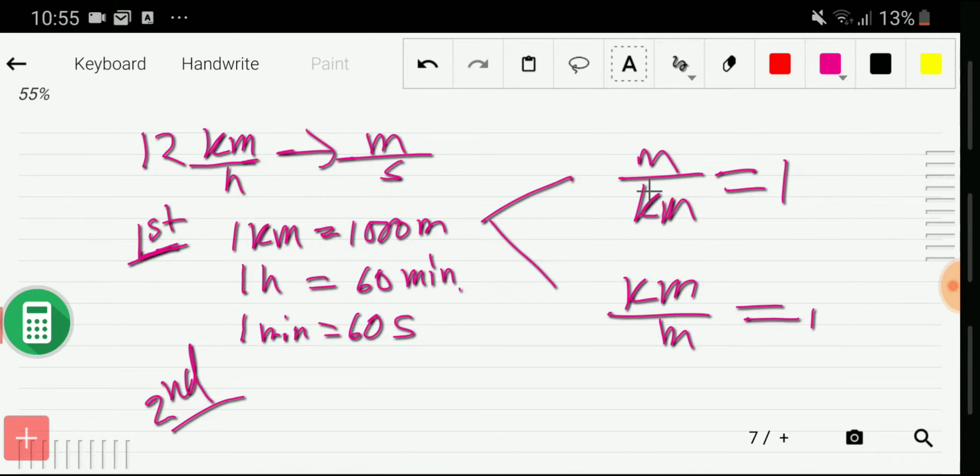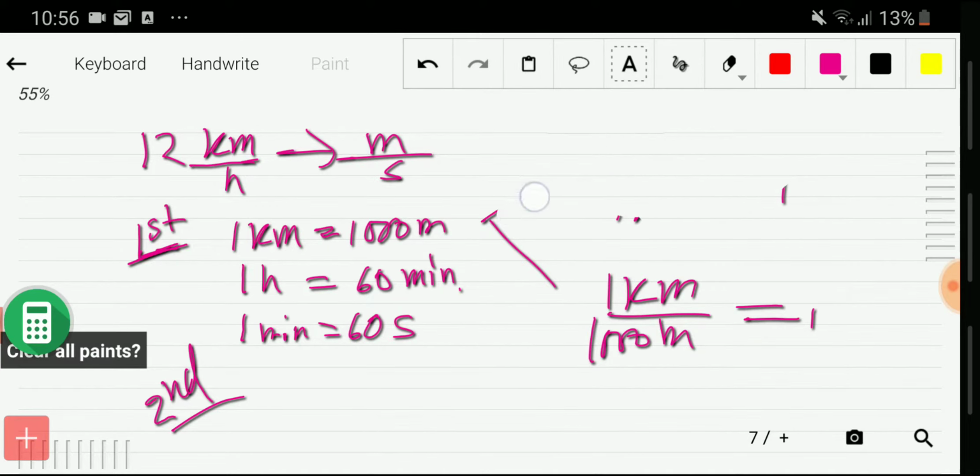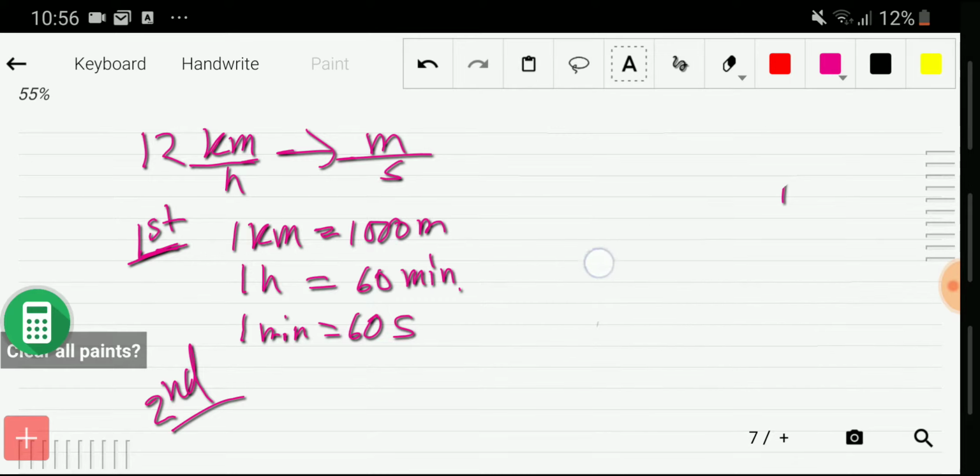With meter we have the number 1000 associated, so I have to write 1000, and with kilometer we have the number 1 associated, right? From this equivalence you will be able to get a conversion factor like this. You will also get a conversion factor from this equivalence like this, right? The good news is that we don't need to memorize these conversion factors. They will come into our calculation automatically.